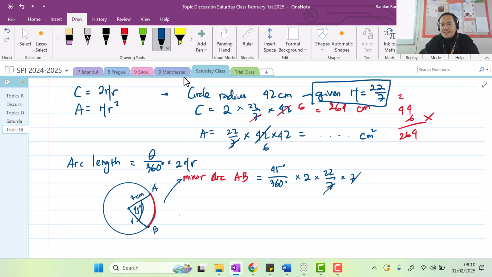Just cancel this, right? And then simplify this. Simplify that, right? And then we can also cancel this before, right? And then cancel this again, and you'll get that.